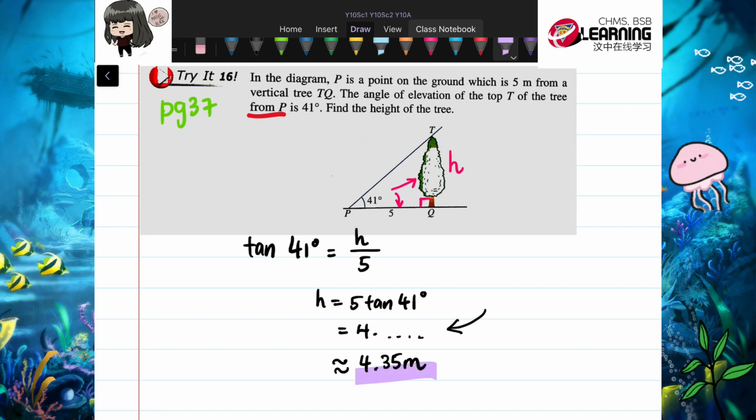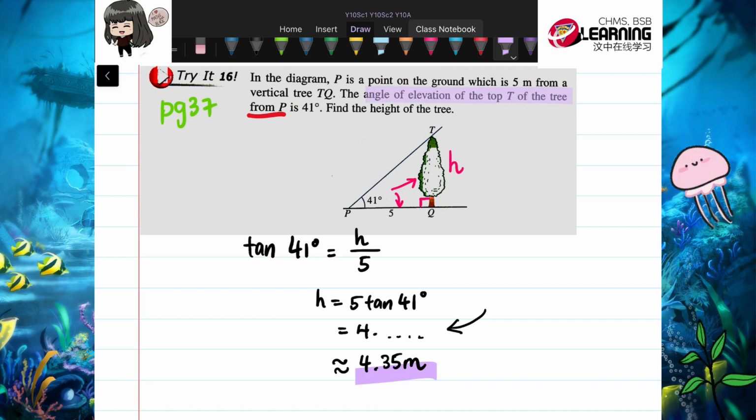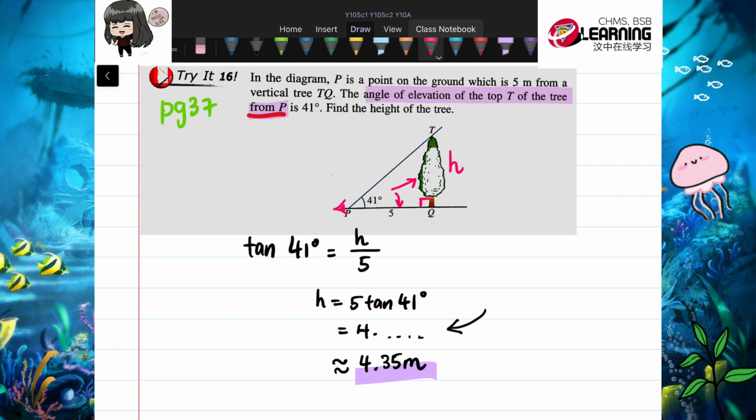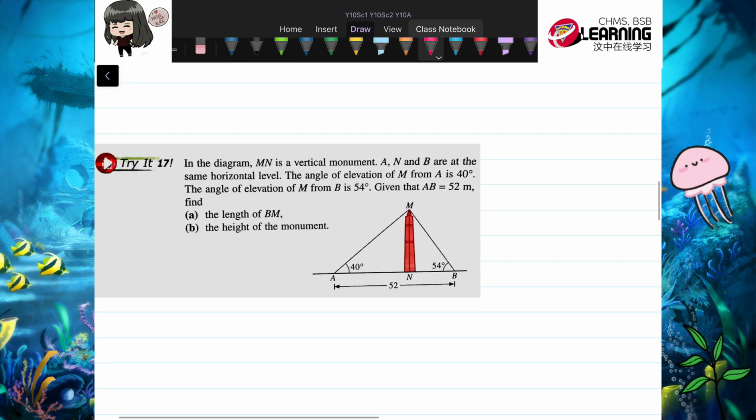That's it. What you need to understand here is the angle of elevation of the top of the tree from P is 41 degrees. Meaning from P, the eye level is here, from the horizontal. The word "from" means that is the eye level, and looking all the way up. Elevation means all the way up. So it's 41. But this question is friendly enough to draw the diagram out for you already. Now let's look at Try It 17.